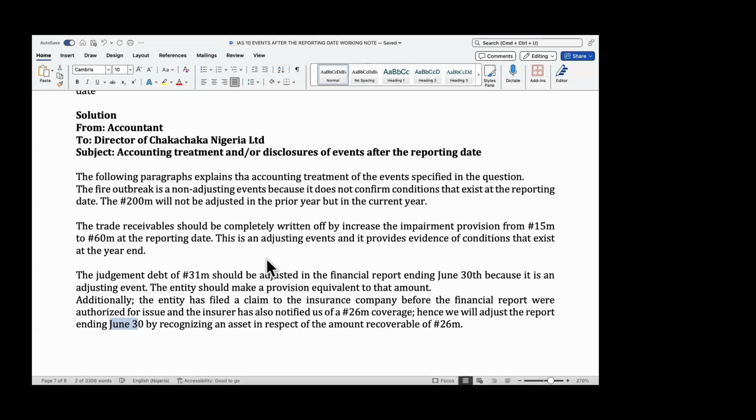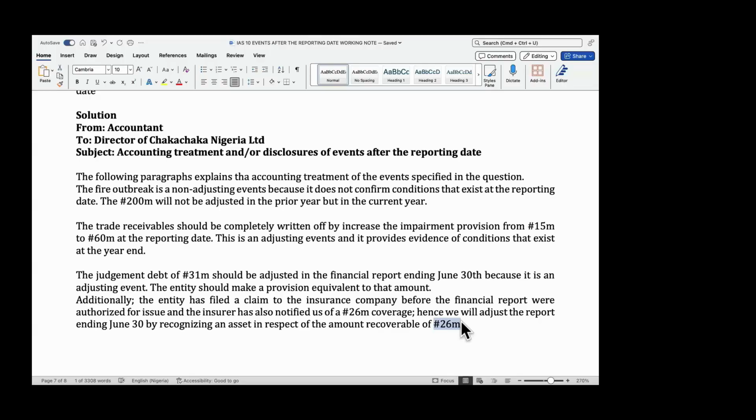Do you know that if the insurers did not respond until after the date the reports were authorized for issue, he cannot update these reports with these assets? He cannot recognize an asset if the insurer responded after the date the accounts were authorized for issue. The only reason I'm able to update and adjust is because I'm sure that I will get the money, because they already notified me that they will cover 26 million before the authorization date.